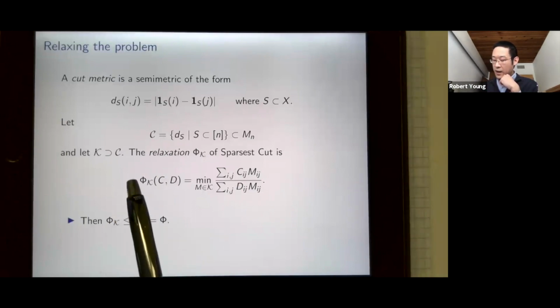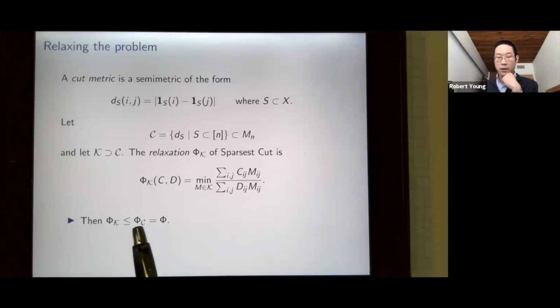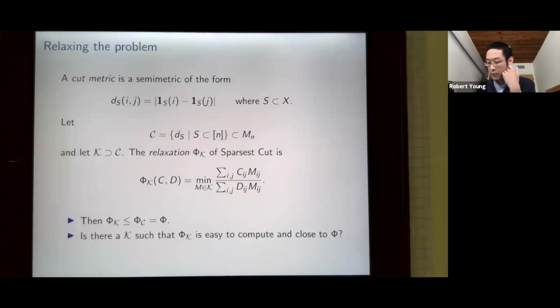But if K is something a little more general, then this could be smaller than the minimum over the cuts, because we're expanding the set that we're minimizing over. What we want is to find some K so that, on one hand, it's easy to compute the minimum over all K of this quantity, but on the other hand, that minimum is close to phi. We want this to be a good approximation of the set of cut metrics.